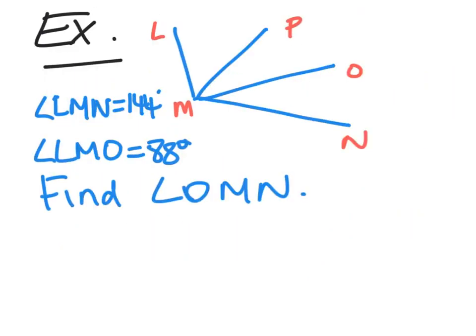Okay, this one. So we have something slightly more complicated. We have LMNOP. We know that LMN is 144. So LMN is the whole thing, from L to M to N. So that whole angle there is 144.